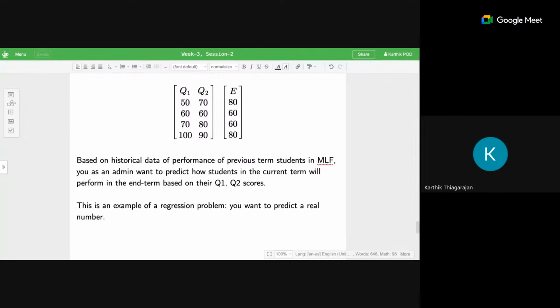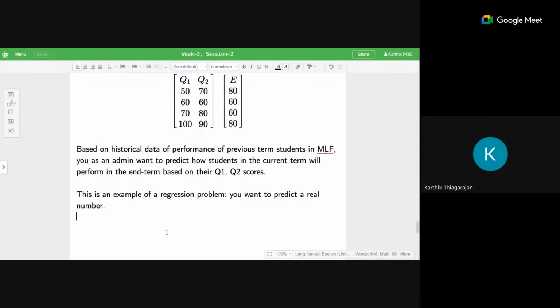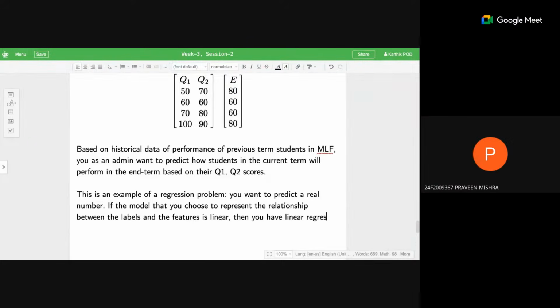So I hope the problem is clear to everyone, right? So this is regression. Now, if the model that you choose to represent the relationship between the labels and the features is linear, then you have linear regression. Okay, so let's quickly look at what the features are here.